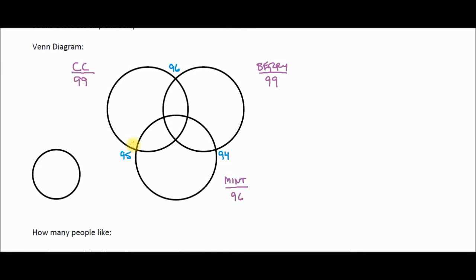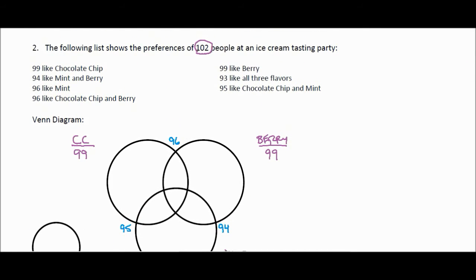Put this on the outside class as a temporary number. Once you figure out your circles, you don't need that number anymore. You don't have to erase it, but you just ignore it. You're not using it anymore. Okay, step number 3. Label the category of all 3. The people that fall into all 3 categories. Well, we got 93 people like all 3 flavors. So that goes in the center, 93.